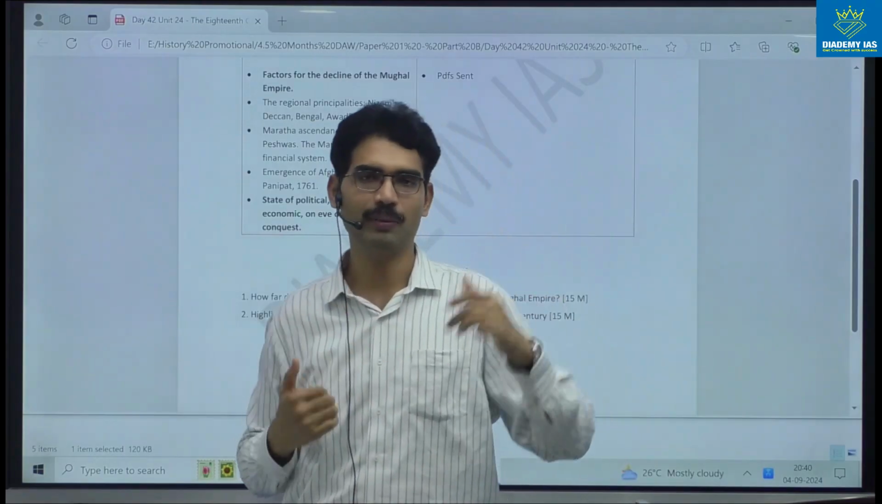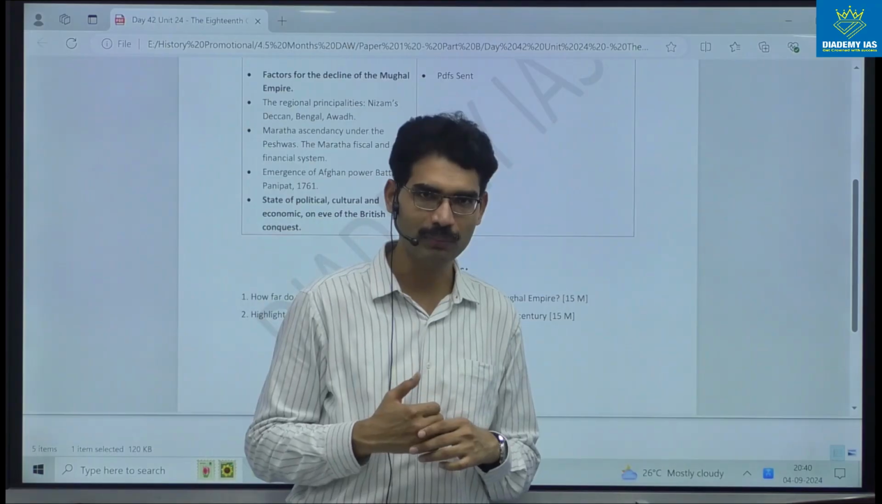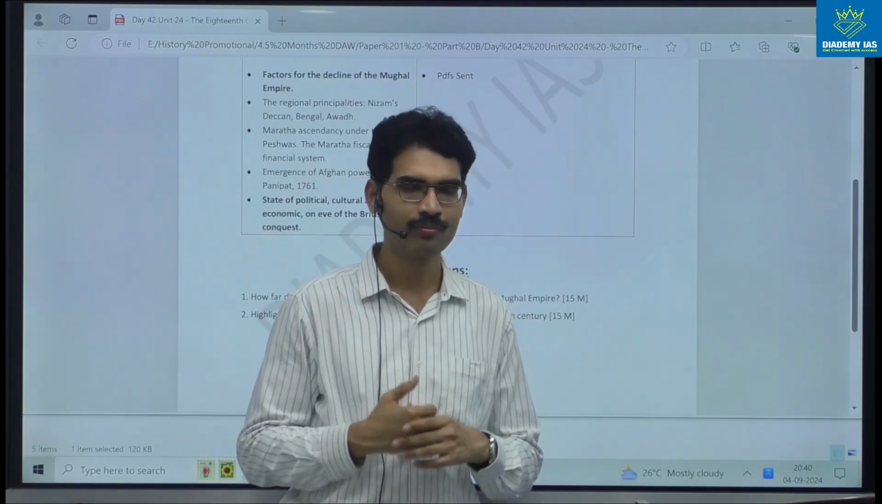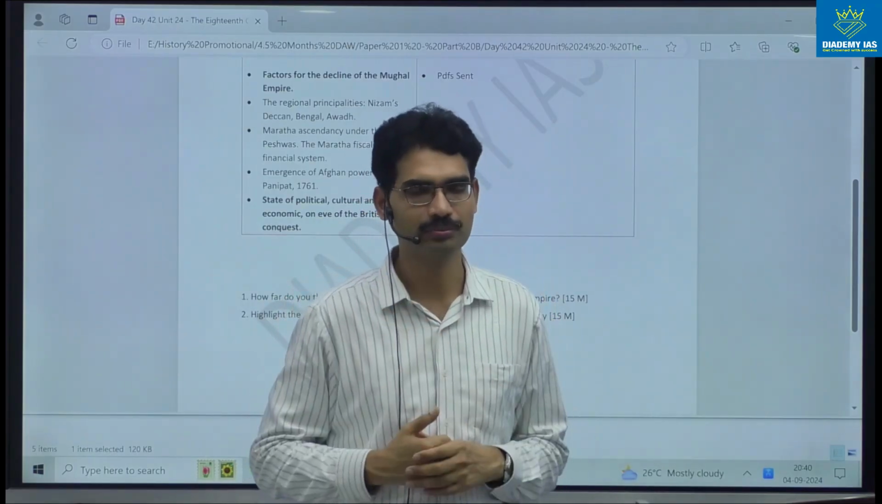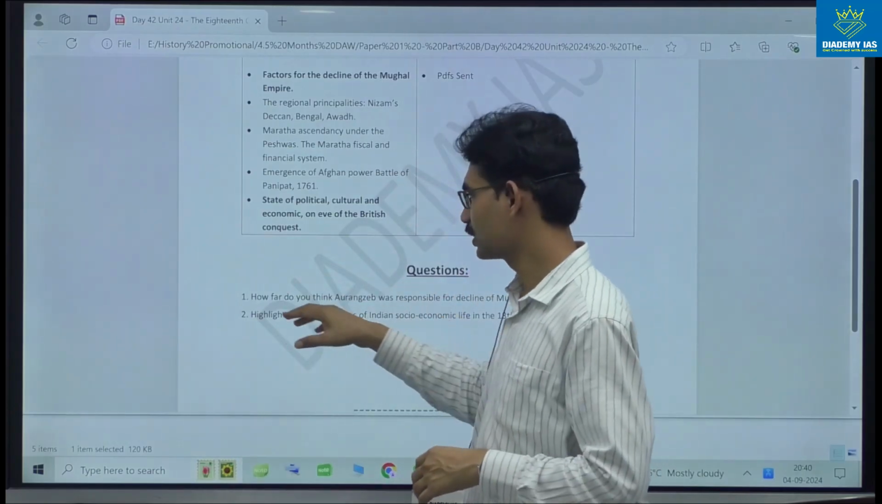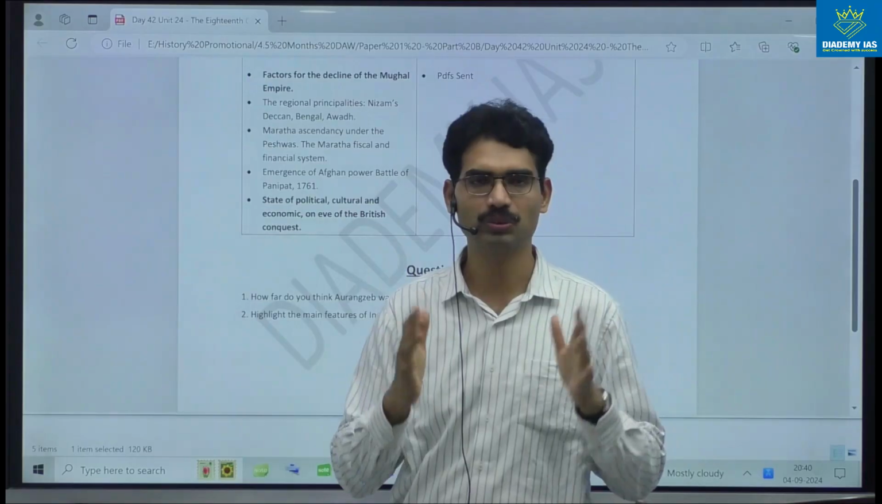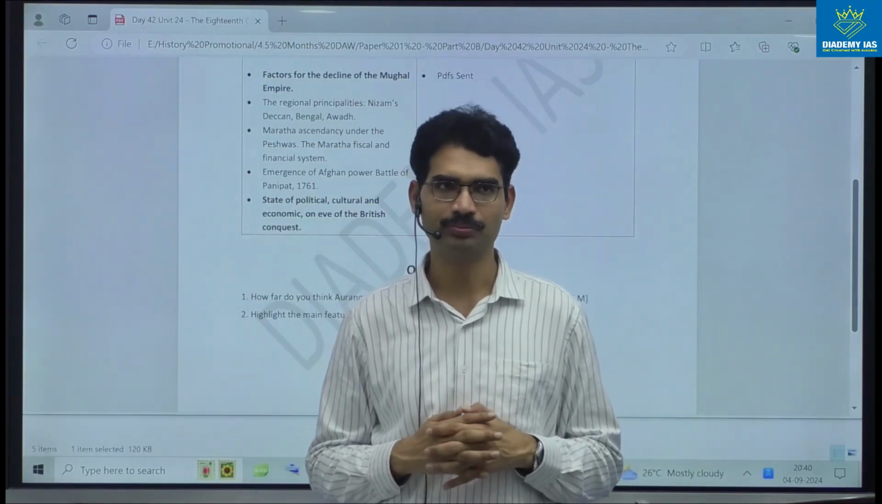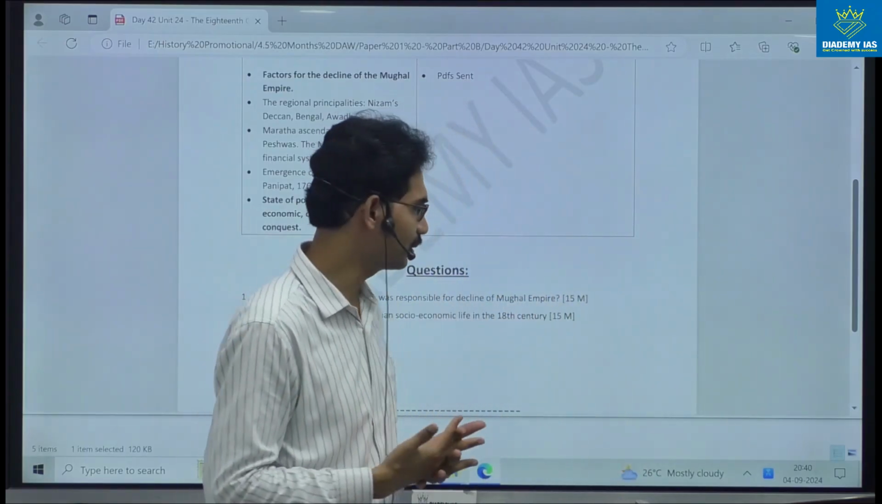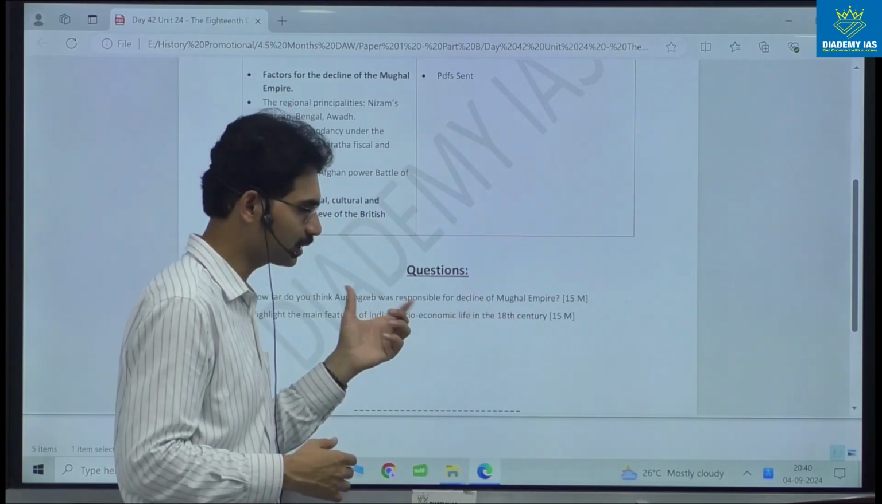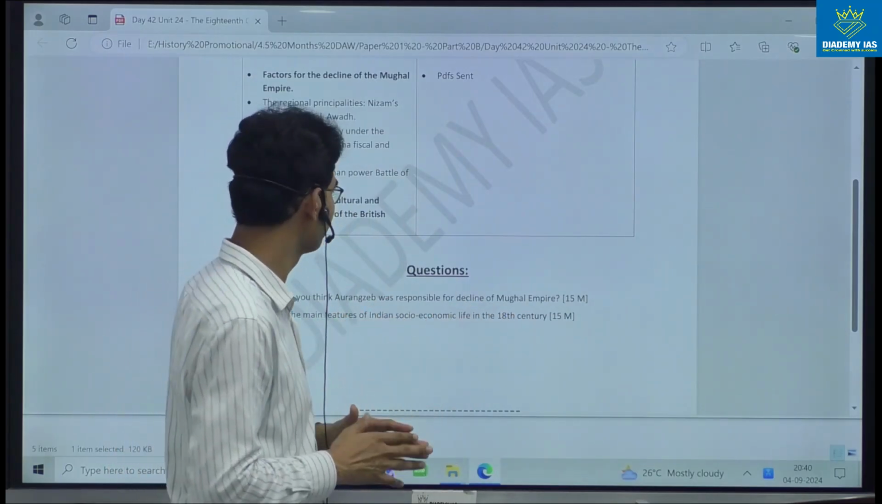A 15 mark question means 3 sheets you need to write. If it is a 20 marker question, 4 sheets you need to write. If it is a 10 marker question, 2 sheets. Depending on that, sometimes I give 3 questions, mostly 2 questions, so that students do not get overburdened. Depending on the nature of the question, I allocate 15 marks, 10 marks, or 15 marks, 20 marks.